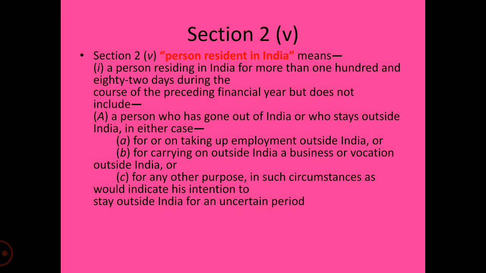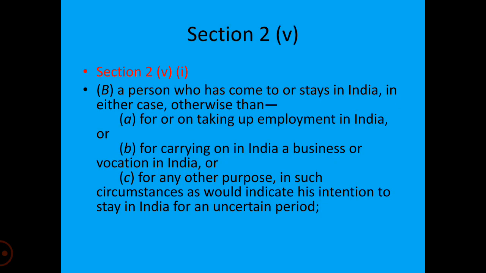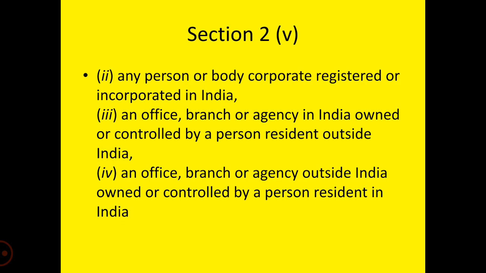Section 2, Clause V, Subclause 1B, when a person comes to or stays in India in either case for taking up employment in India, when a person who is resident of another country or a foreign country comes to India to stay in India for taking up employment in India, for the purpose of carrying on a business or a vocation in India, or when the person has come to India to stay in India in circumstances which indicate an intention to stay in India for an uncertain period of time. Section 2, Clause V, Subclause 2.